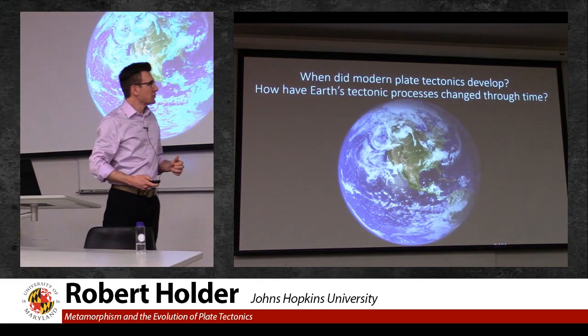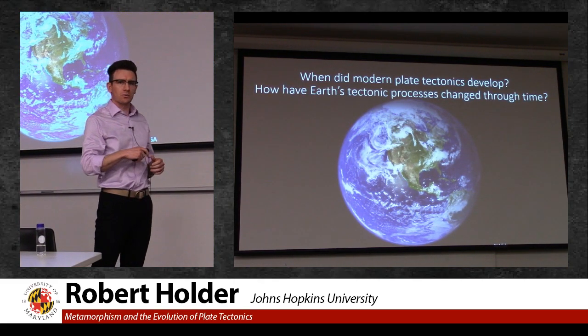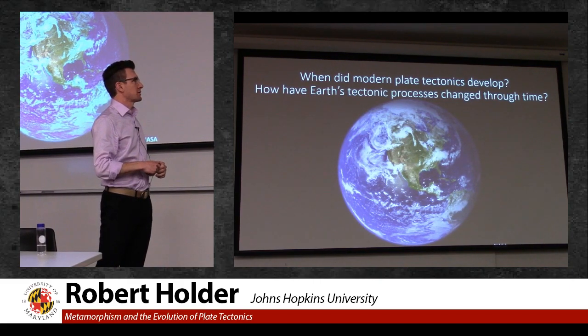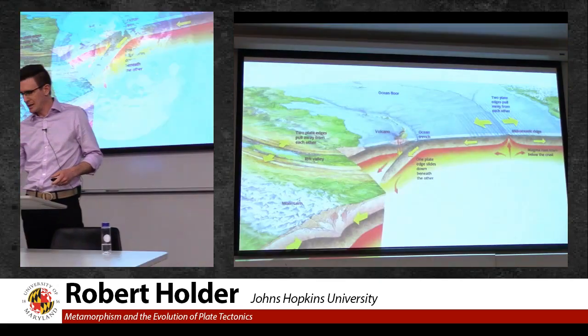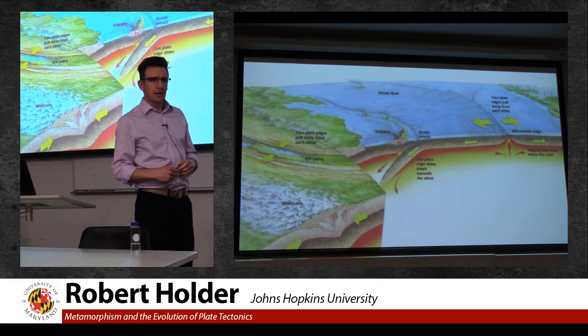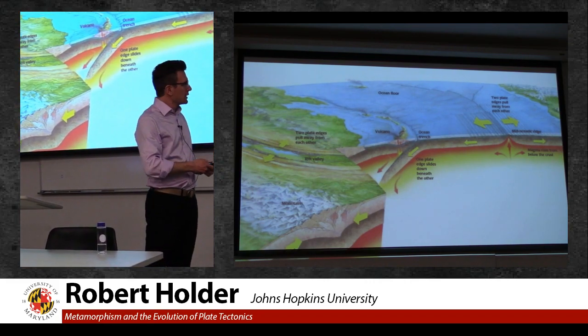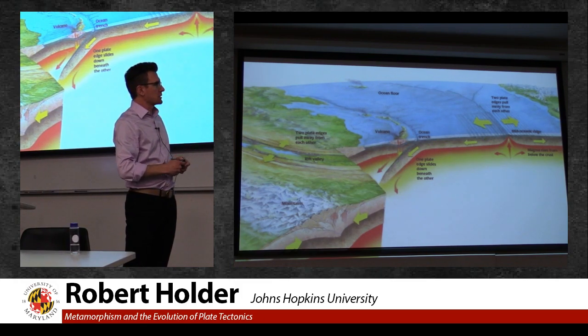So the two bigger picture questions that I want to think about today in this talk are, when did modern plate tectonics develop on Earth, and how have Earth's tectonic processes changed through time? So if we look at Earth as a whole, one of its most defining features is that it has plate tectonics, where there's upwelling of the mantle beneath mid-ocean ridges, and that generates new oceanic lithosphere. That lithosphere is translated across ocean basins, where it's returned back into the mantle at subduction zones.